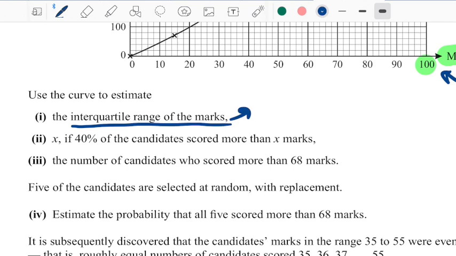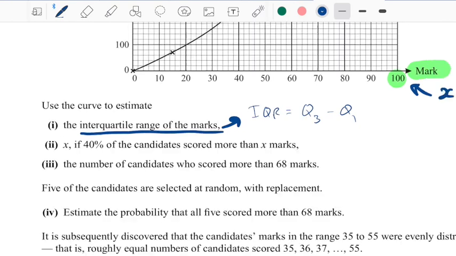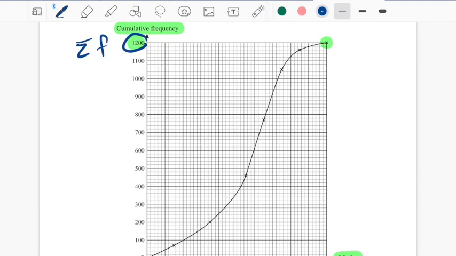I know that to obtain the IQR, I need to find Q3 minus Q1. So how do I find Q3? The position of Q3 is equal to 0.75 times 1,200. Let's see what the position of my Q3 is. 0.75 times 1,200 is 900.